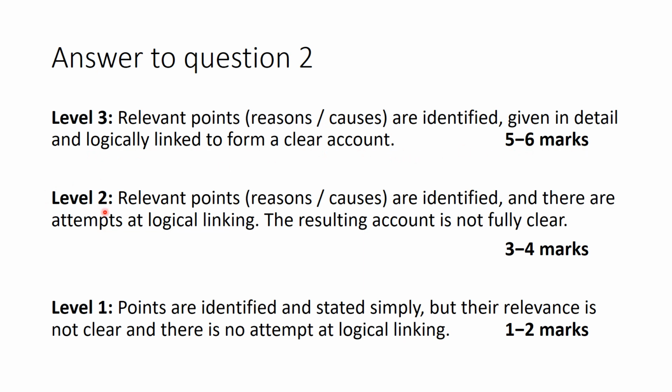For level 2, you'd still have relevant points, but the account isn't fully clear because whilst you've attempted logical linking between those various points, it isn't fully clear in terms of getting to those copper sulfate crystals. That's 3 to 4 marks. Level 1, points are identified and stated simply, but their relevance is not clear. It's not clear why the points you've identified are important, and there's no attempt at logically linking the points. That's worth 1 to 2 marks.